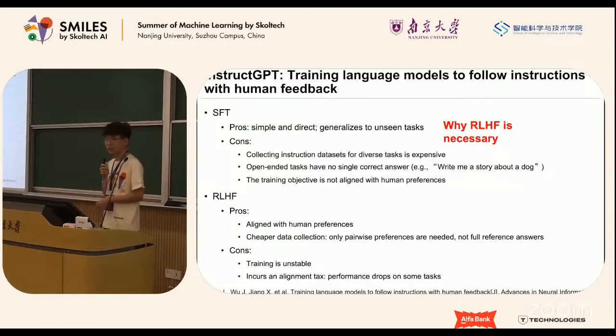Why is RLHF necessary when we have SFT? SFT is simple and direct, but collecting high-quality instruction datasets for diverse tasks is expensive. Furthermore, for open-ended tasks like creative writing, we don't have a single correct answer, and the SFT token matching objective doesn't always align with human preference. RLHF addresses this by using pairwise preferences, which are cheaper to collect, although RL training can be unstable and incur common problems such as alignment tax, where performance drops on certain tasks.